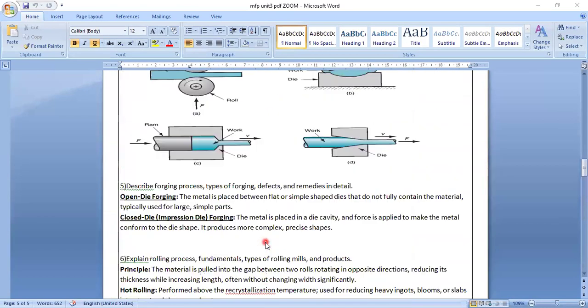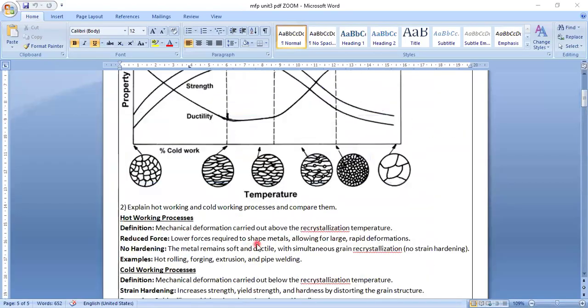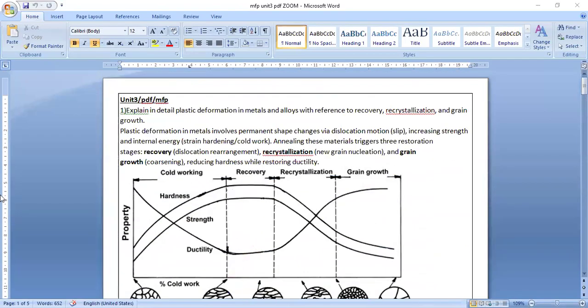So this is the comparison. With this, I am ending this unit 3. I hope you have understood. I have covered all the important questions which are necessary in this one. Good luck to you.